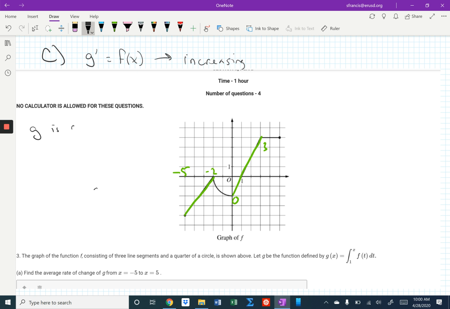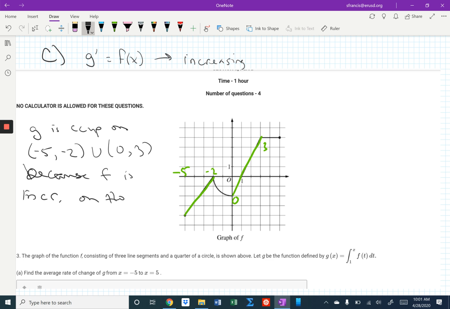g is increasing on the, and they say on open intervals, just list them as open intervals, -5 to -2, union with 0 to 3, because f is increasing on those intervals. It's as simple as that.